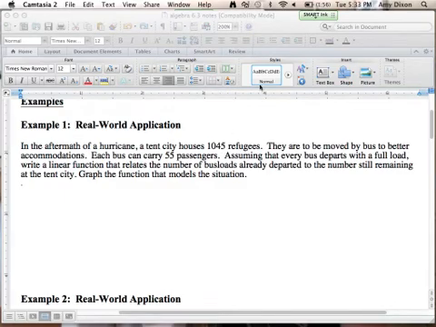Alright, so guys, today we're going to look at real-world applications with word problems: writing linear equations and graphing them using word problems.